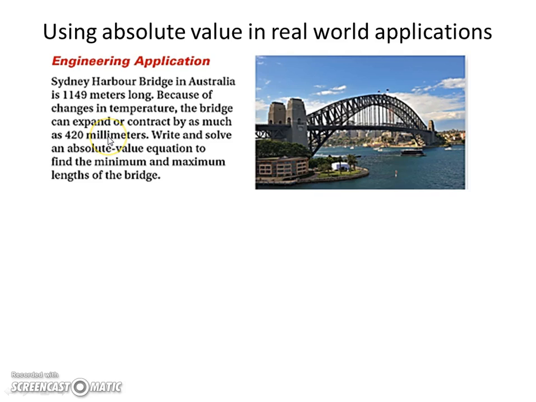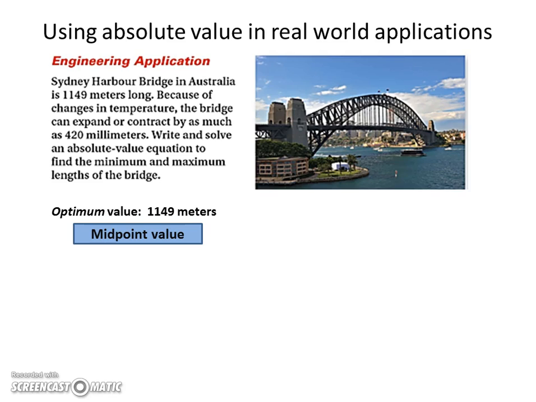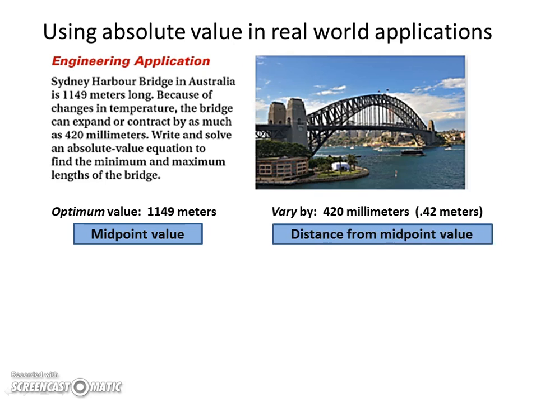So millimeters, we can write as meters by making this into 0.42. So with that in mind, our optimum value, what we want the bridge length to be, is 1,149 meters. That's what we want the bridge to be. And when we're talking about an absolute value equation, that's our midpoint value. But we're allowing the bridge to vary by as much or as little as 0.42 meters, which is 420 millimeters. Because remember, there's 1,000 millimeters to 1 meter. So it's a little less than half a meter. Okay, and that's the distance from that midpoint value. So that's how much we're allowing it to be, bigger or smaller.